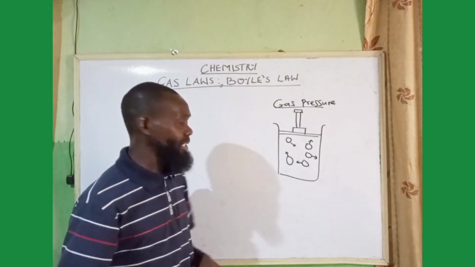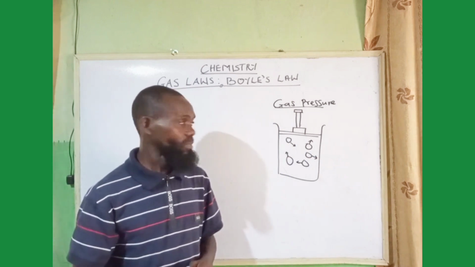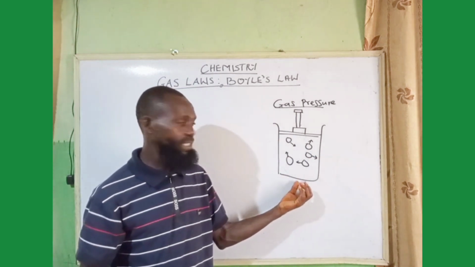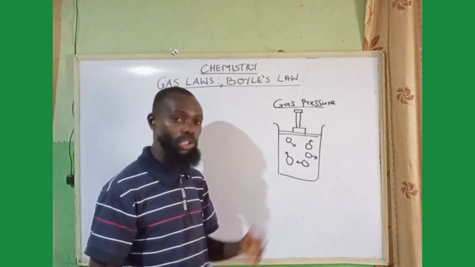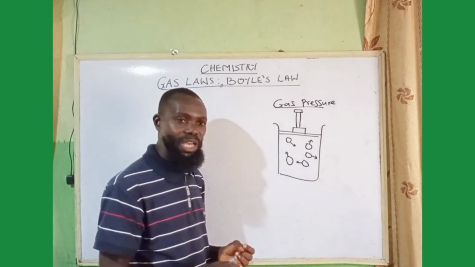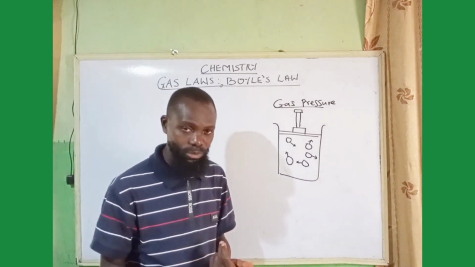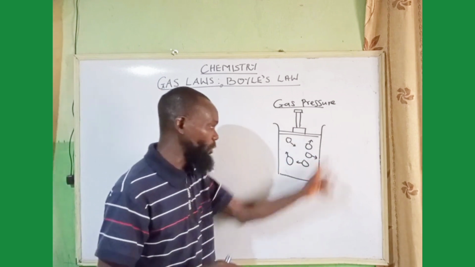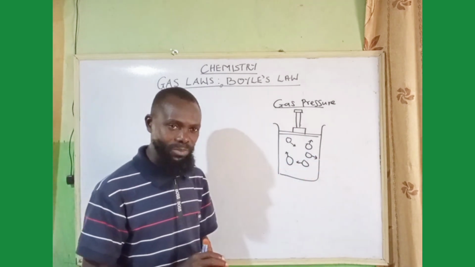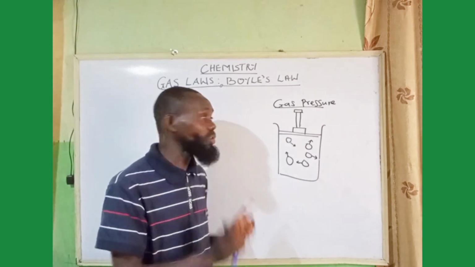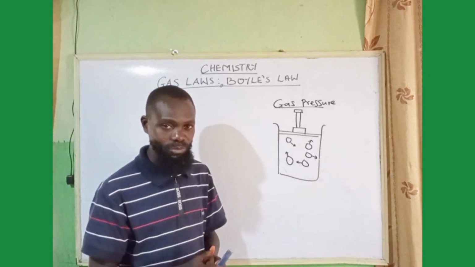Now, let's look at gas pressure. When we look at this container, it contains some amount of gas. These gas particles are in continual motion, colliding with one another and also colliding with the wall of the container. As they collide with the wall of the container, they exert a pressure called the gas pressure.